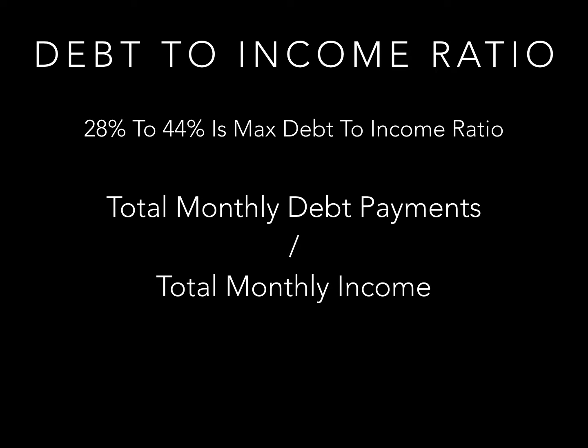Now, how do they look at your total monthly debt payments? Well, they look at the mortgage that you're trying to qualify for. They look at any other loans you might have. So if you have a car loan or student loans, those monthly payments get factored into this equation. And they also look at what your minimum payment is on any credit cards that you might have.